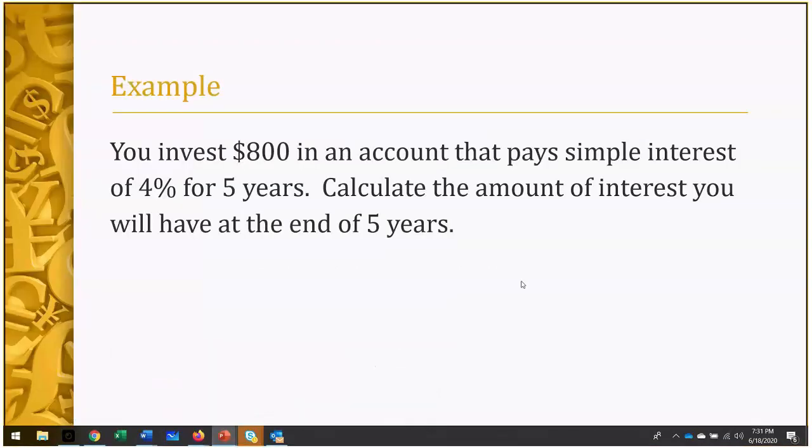Okay, so if it's PRT, first I need the principal. The principal is the starting amount, so that's the 800. Then I need the rate. The rate is the percentage, but I need it in decimal form. So the 4% is going to be converted to 0.04. And then I need the time. The time is 5. So I can just plug that in because it's already in years.